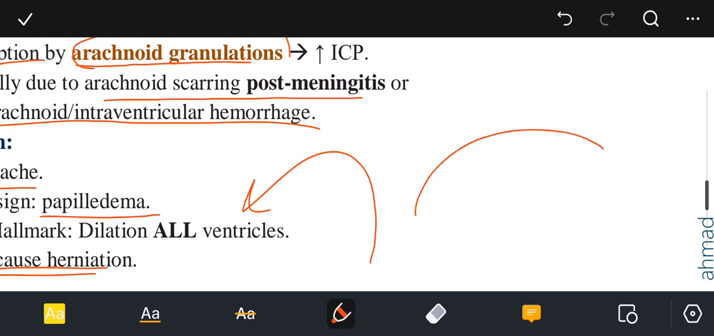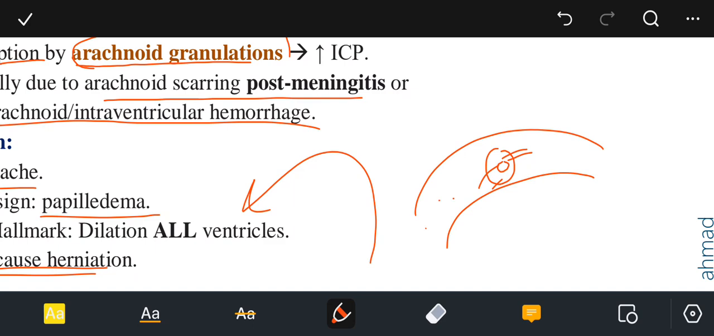Suppose this is the subarachnoid space, and here we have the CSF. Also in the CSF we have the circle of Willis. I am just drawing one artery, but the whole circle of Willis is floating in the subarachnoid space. So if there is some hemorrhage in the subarachnoid space, suppose from an aneurysm or something like that, that has caused bleeding in the subarachnoid space.